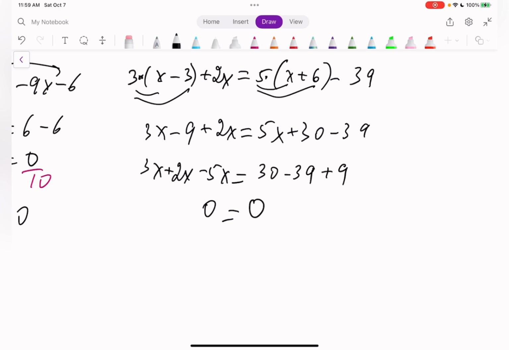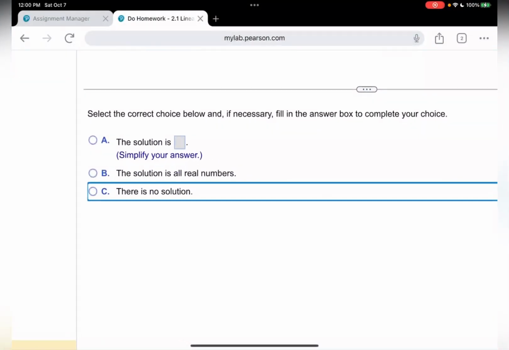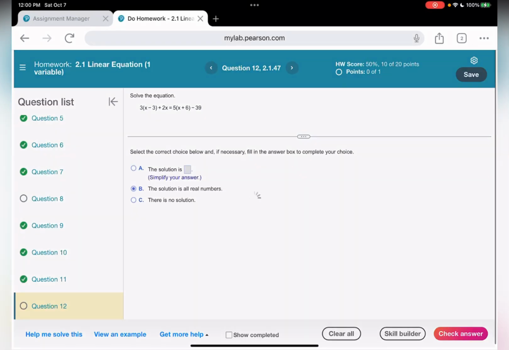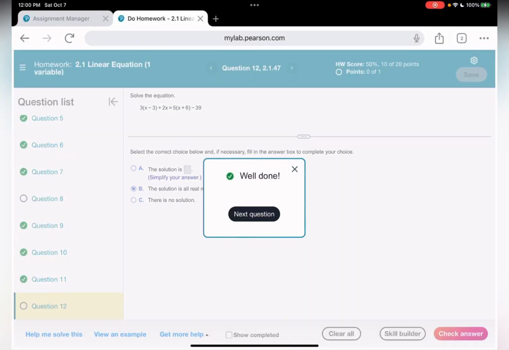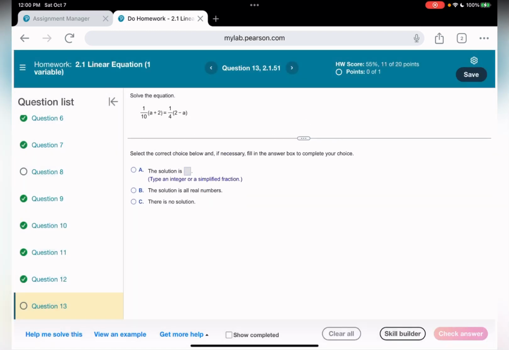Okay, 0 is equal 0. That means all possible answers, all the real numbers. Okay? What do we have here? All real numbers. That's it. Very good. Moving to next one. Let's solve this one.